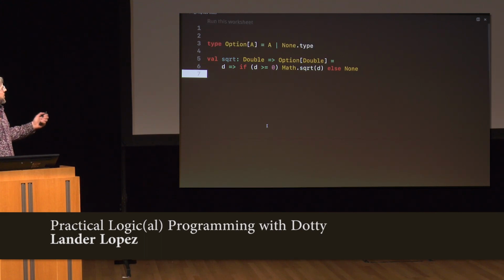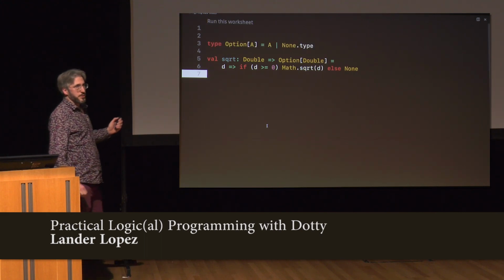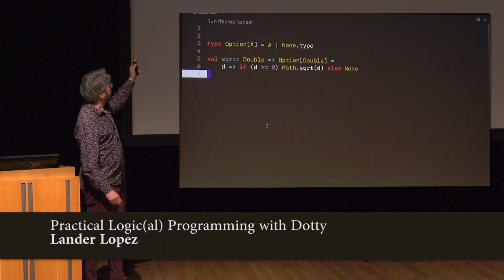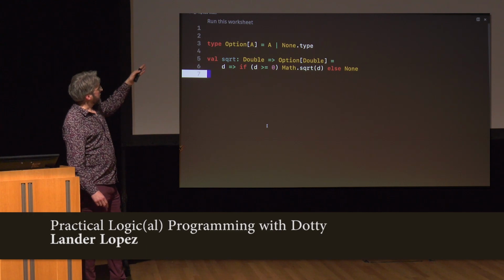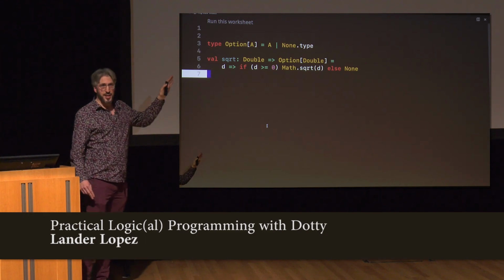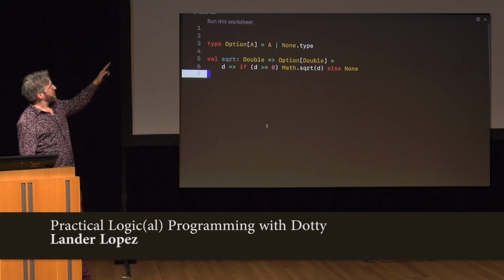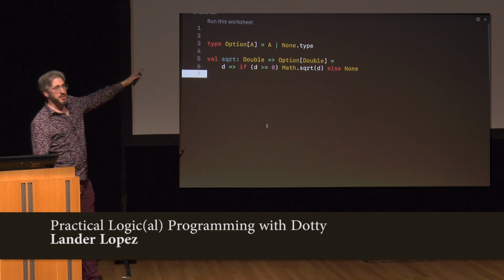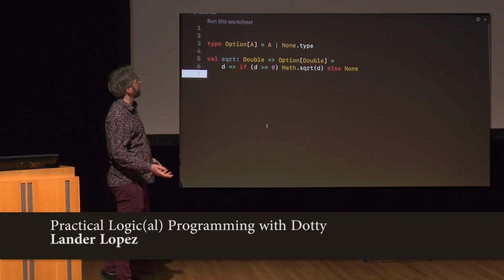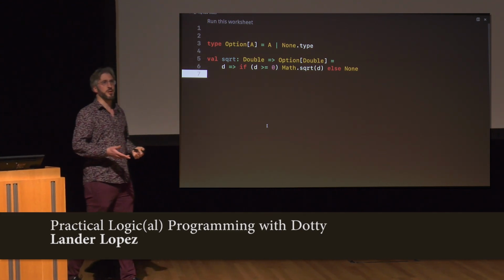That's nothing to see here. Now, if we move to Dotty, the encoding again is A or None type. And for the eagle eye, you'll see immediately that the only difference is that the math square root is basically vanilla. It's a direct value. There's no wrapping into Some.